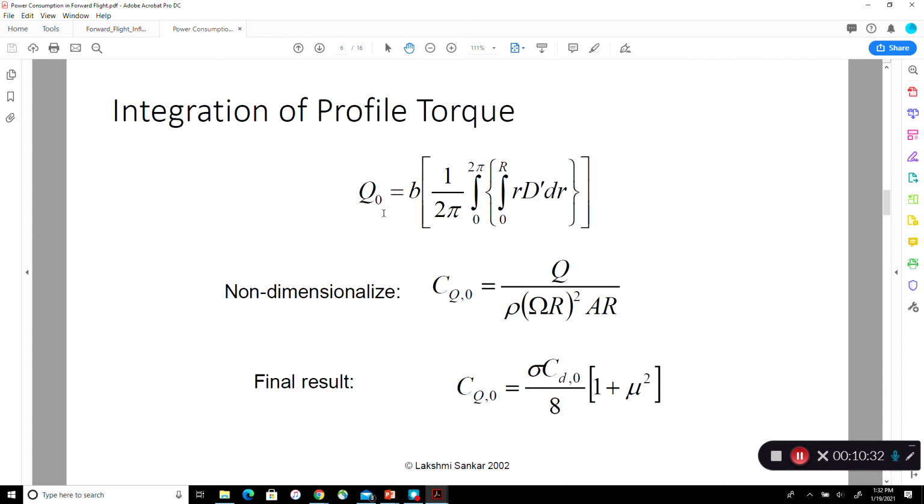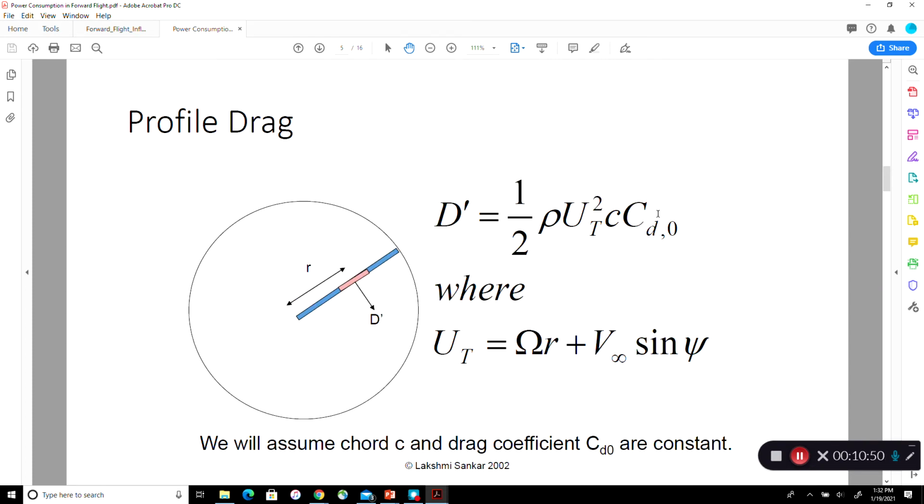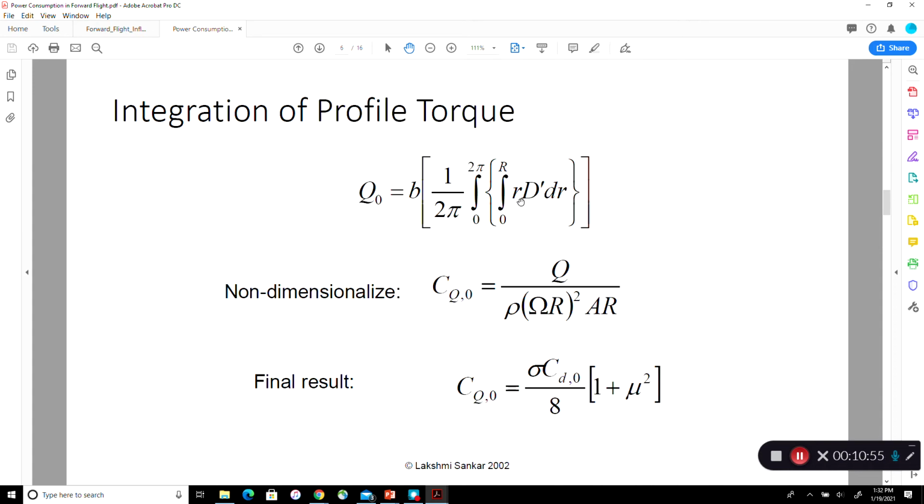So if you do that, you will get a Q naught. Then to non-dimensionalize CQ naught, all you have to do is divide by density times tip speed squared times the disk area A times the rotor radius R. So if you plug in for d prime from here, plug in for ut from here, perform the radial integration, then azimuthal integration, it's just 3 or 4 lines of calculus. Then you get this, the profile torque.